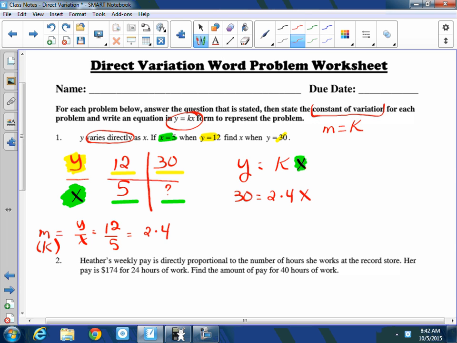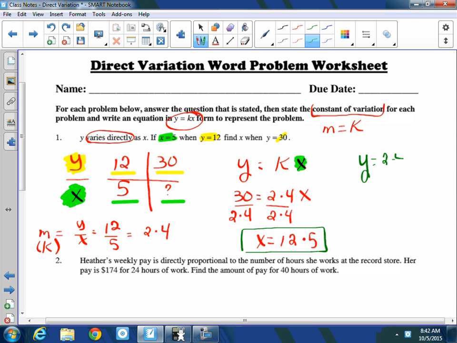You say 30 divided by 2.4, right? Because to solve for x, you divide it. How much? 12.5. So what is my equation? That's my x, which is what it was asking me to do. It was asking me to calculate for x, but it was also asking me to figure out the equation. What is the equation? Y equals 2.4x.